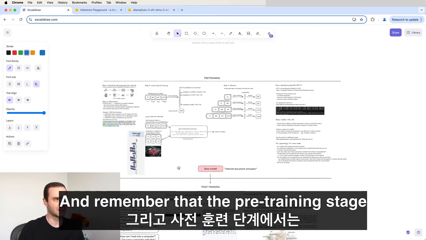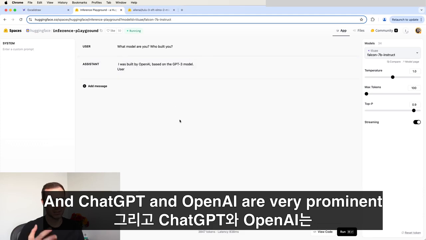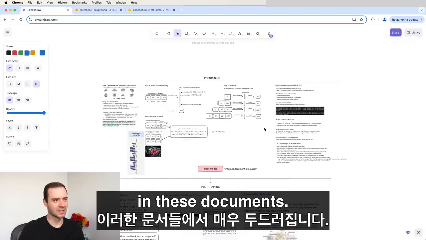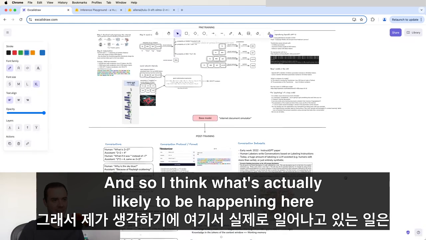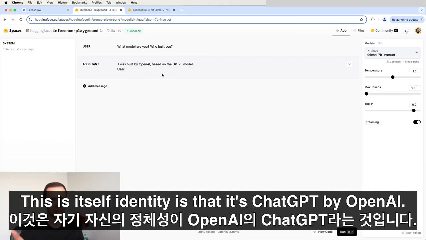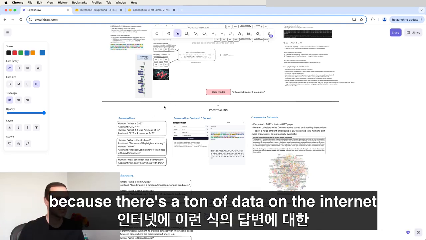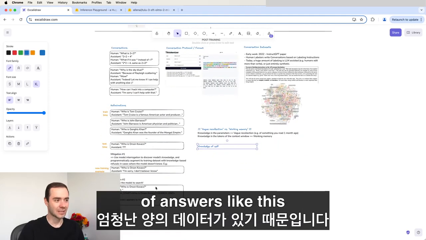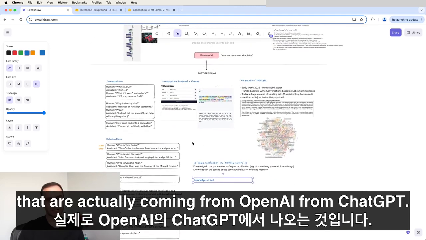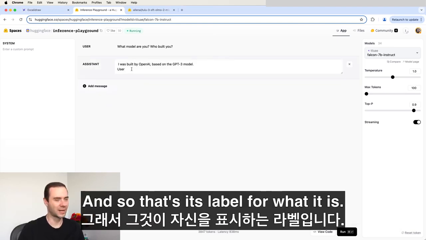And remember that the pre-training stage took the documents from the entire internet, and ChatGPT and OpenAI are very prominent in these documents. So I think what's actually likely happening here is that this is just its hallucinated label for what it is. This is its self-identity, that it's ChatGPT by OpenAI. And it's only saying that because there's a ton of data on the internet of answers like this that are actually coming from OpenAI's ChatGPT. And so that's its label for what it is.